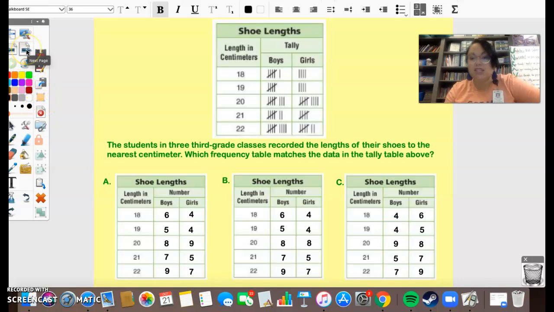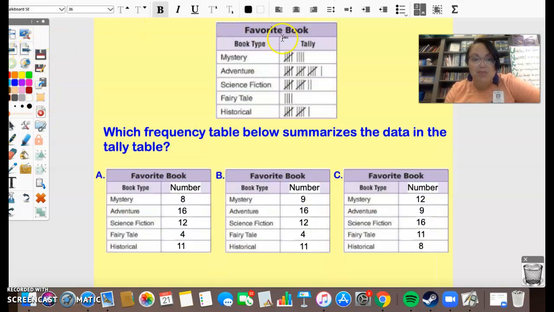All right, we have 30 seconds left, and we're on the last page. Same thing. Which one summarizes the data? So which one has numbers instead of tallies and has it accurately done? So we've got 8, 16, 12, 4, 9. 8, not 9, goodness, 11. 8, 16, 12, 4, 11. It's going to be A.